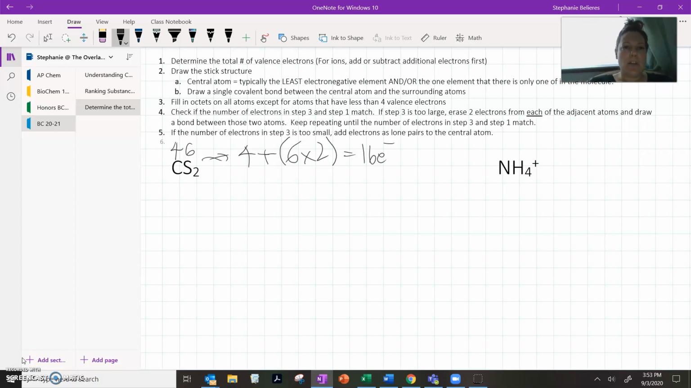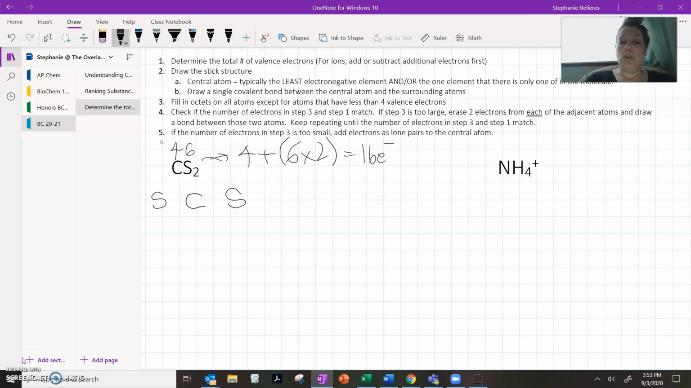Okay, so the next step, number 2, is to draw what's called a stick structure. This is sort of the basic way that these atoms are arranged, not taking into account the shape of the molecule. I can see that there's 1 carbon and 2 sulfurs, and typically that means that the carbon is going to be in the middle of the 2 sulfurs. And since carbon has 4, it's pretty much always in the middle. All right, so I'm going to arrange them in a horizontal line.